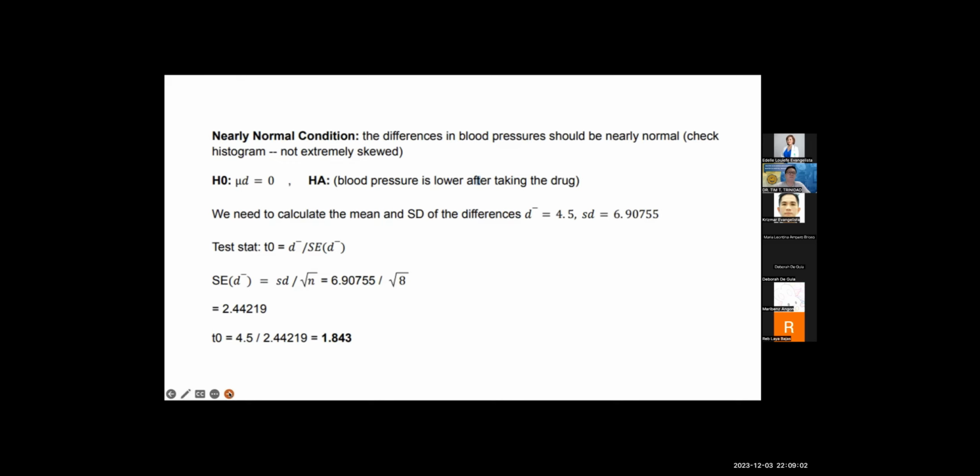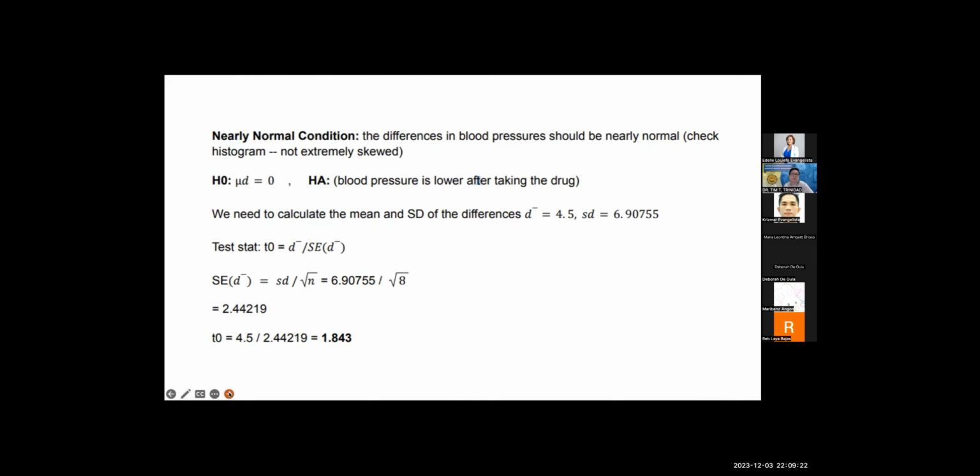So na-compute na po yun using yung app po na tinuro po ninyo, Doc. Okay, so and applying with descriptive stat, diba? You can always elicit the standard deviation using the descriptive statistics.